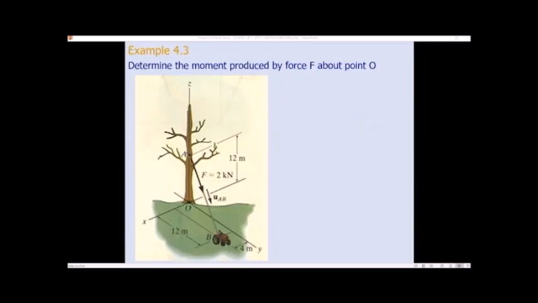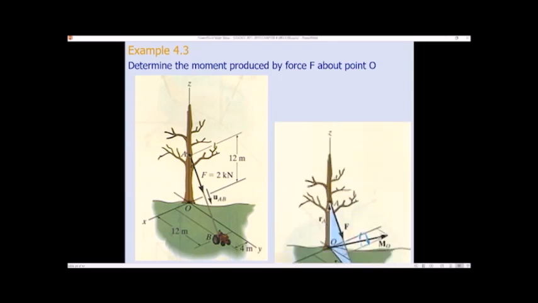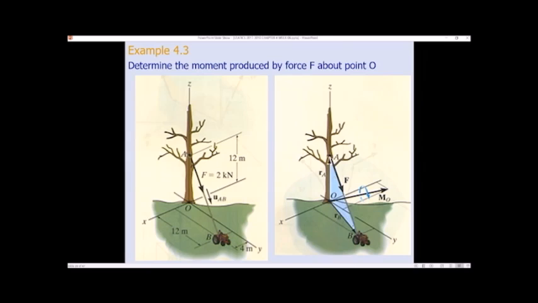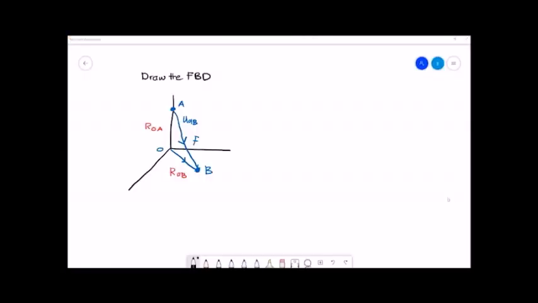Let's try the first example. From the figure, determine the moment produced by force F about point O. To solve this problem, first we need to draw the free body diagram so that it shows that you understand the question. And then we write the coordinates of the position vectors.